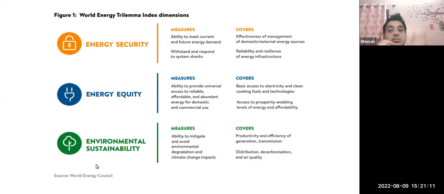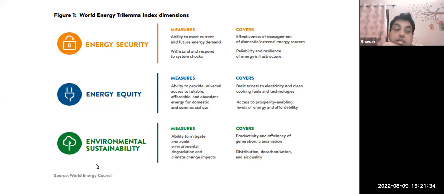Here we can see the measures. Energy security is basically the ability to meet the current and future energy demand, and withstand and respond to system shocks. It covers the effectiveness of management of domestic and external energy sources, and the reliability and resilience of energy infrastructure.